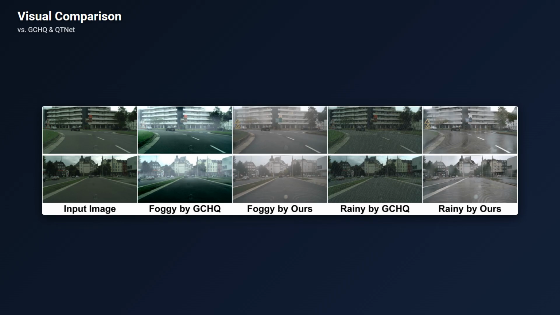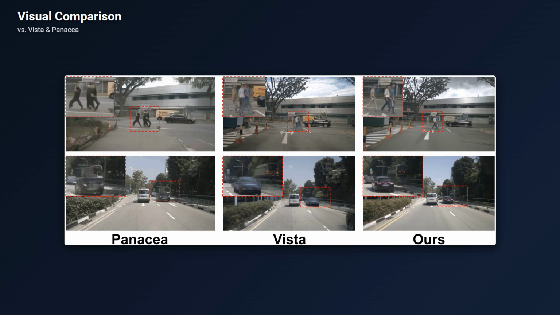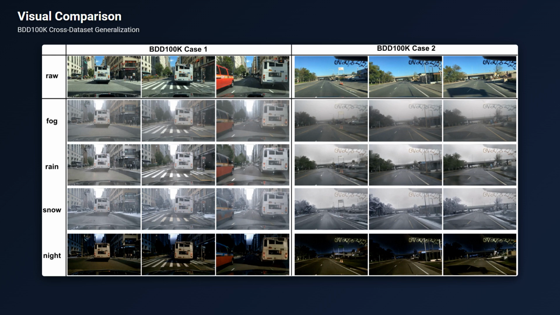We compare against image-level methods, GCHQ and QTNet. Despite never training on Cityscapes, our model produces high-quality weather effects. Against video methods Vista and Panacea, we generate more realistic traffic elements. Vista and Panacea show artifacts and structural inaccuracies. We also generalize robustly to B2D100K without any training on that dataset.